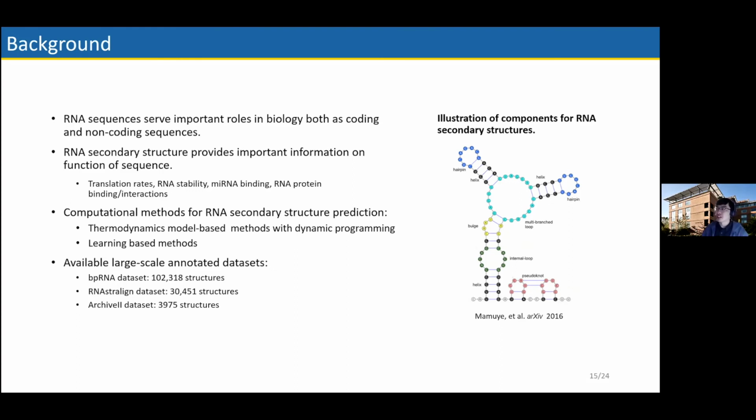The traditional methods are model-based thermodynamics methods, and they solve this by computing the structure with dynamic programming. However, recently with large annotated RNA secondary structure databases becoming available, learning-based methods have become popular. These methods are data-driven, supervised learning methods, so they usually tend to have a higher accuracy. And in this work, we mainly contribute to the machine learning side of this problem.